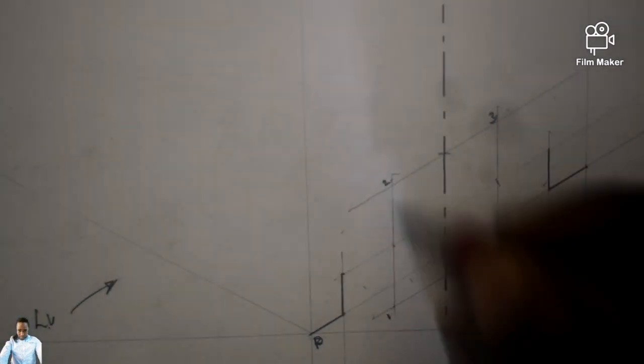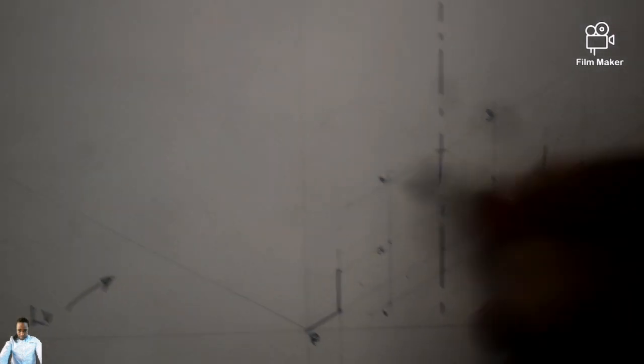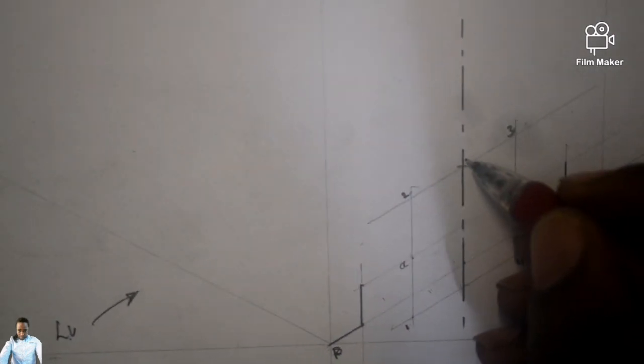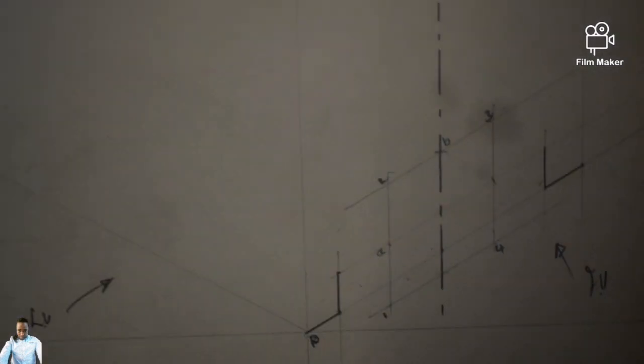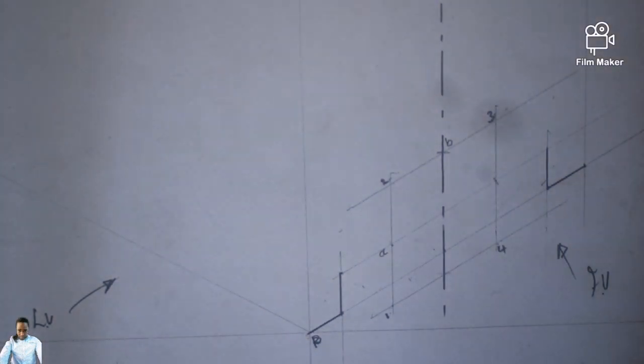So between 1 and 2 I'll have a center point. I'll decide to name it point A. Between 2 and 3 I'll decide to name that center point as point B. So it becomes simple when you number your work. You understand?